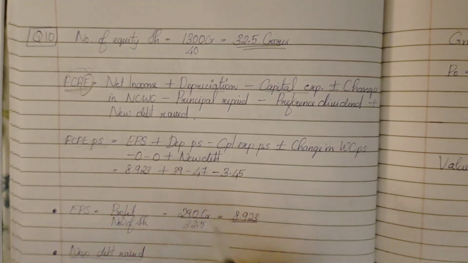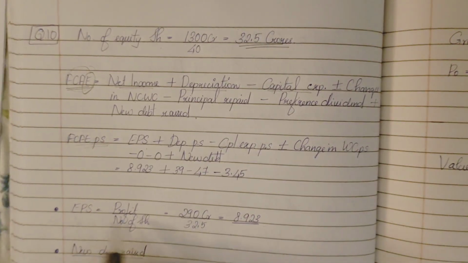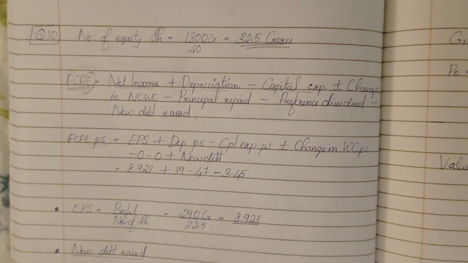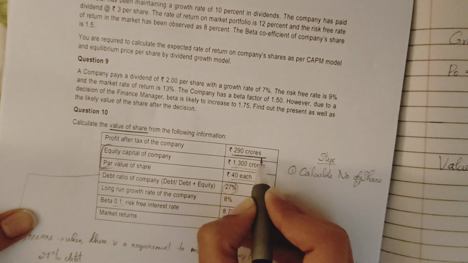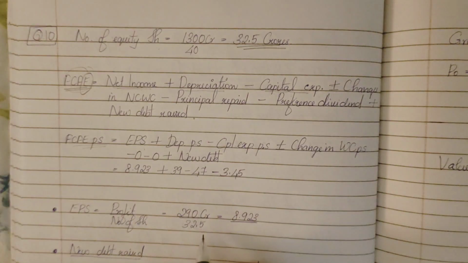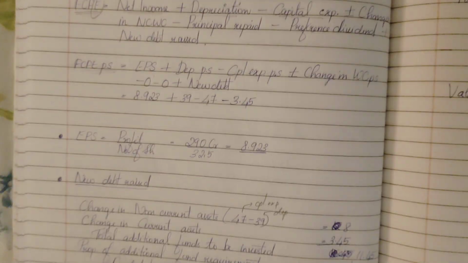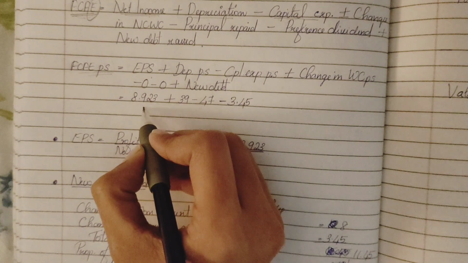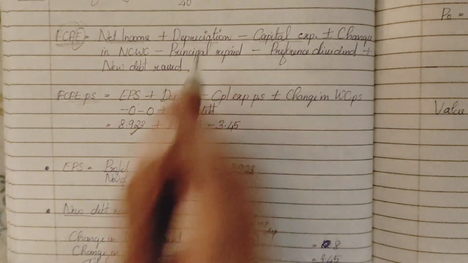So earning per share, what is EPS? Earning per share, total earnings divided by number of shares. So what is the total earnings? In the question it is given as 290 crore divided by total number of shares, we already computed 32.5. So EPS is 8.923.